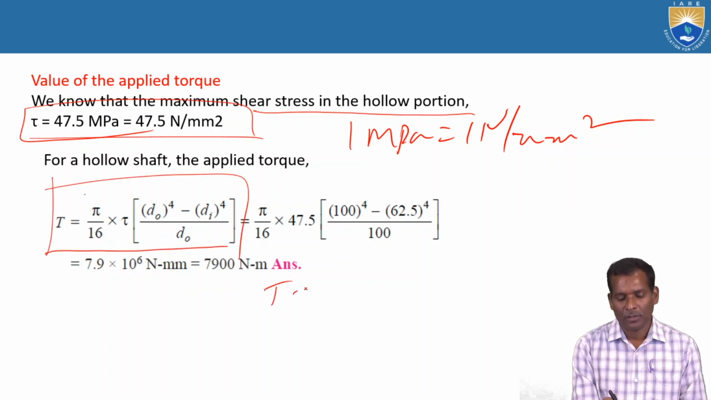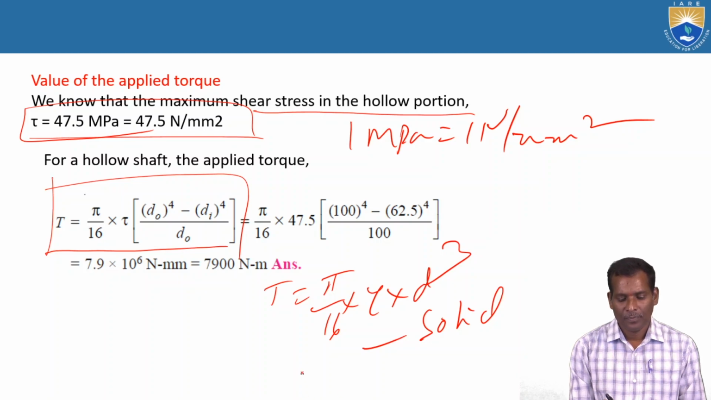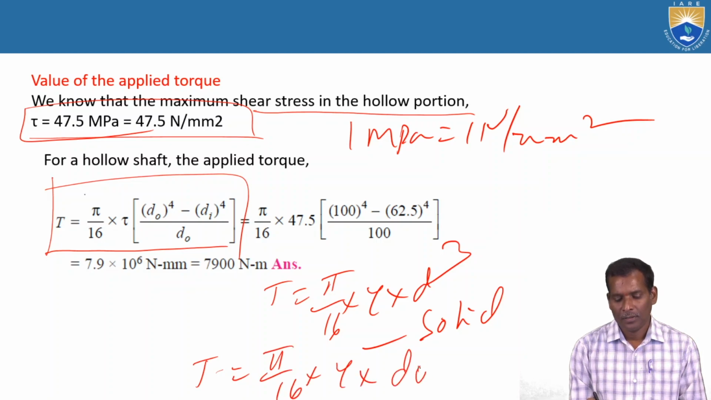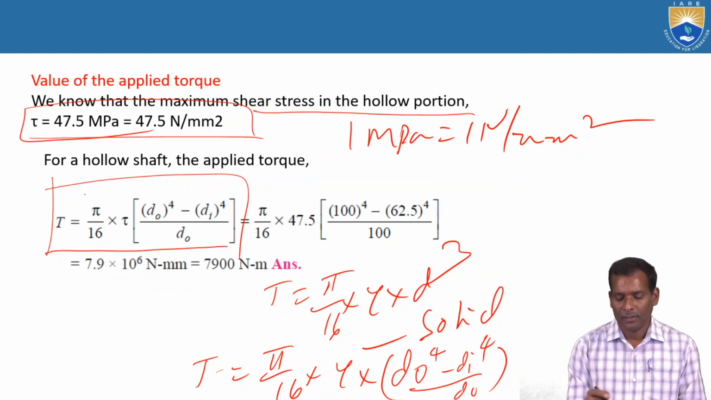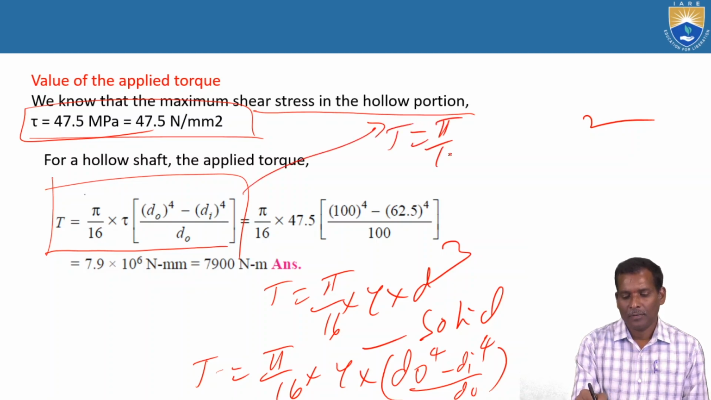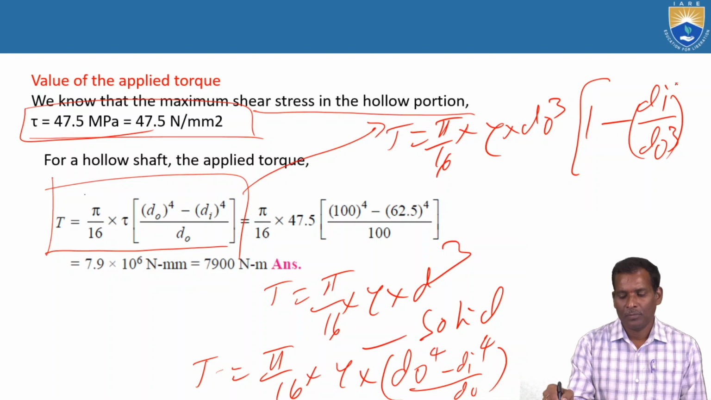So already you know for solid shaft, the torque is pi/16 tau into d cube. This is for solid shaft, but for hollow shaft the applied torque is pi/16 tau into (d naught to the 4 minus d i to the 4) by d naught. So d naught cube you can take outside. So this equation you may write like this: pi/16 into tau into d naught cube into 1 minus (d i by d naught) to the power of 4.